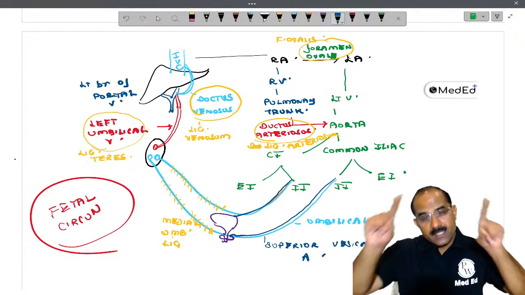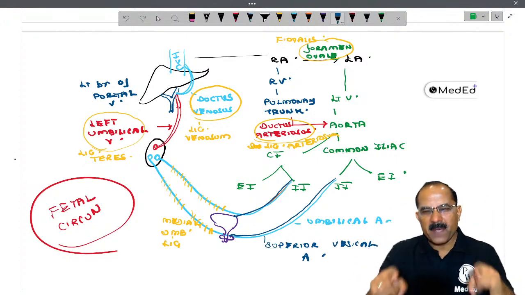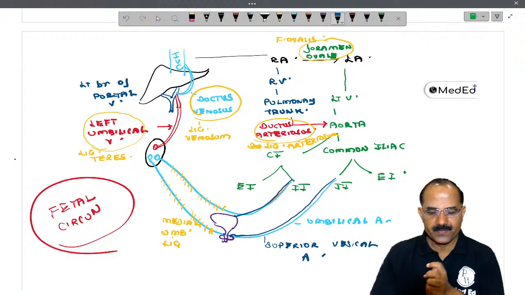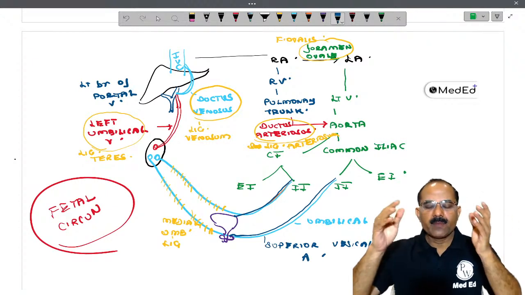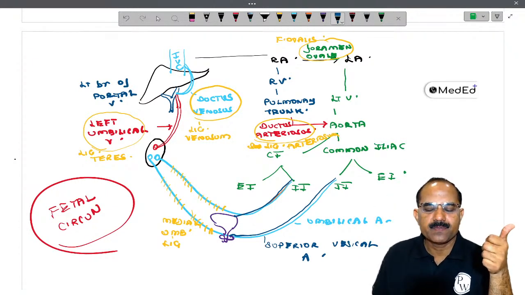Yes, very good. So ये सब remnants याद रखना. ये सब remnants are MCQs for you. Okay. So obliterated left umbilical vein becomes ligamentum teres.